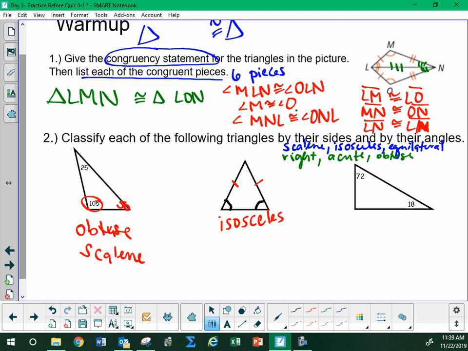Ooh, actually, that's a bad example. What does it look like it is? Shh. Don't sleep on me.